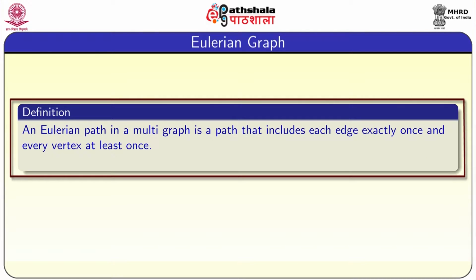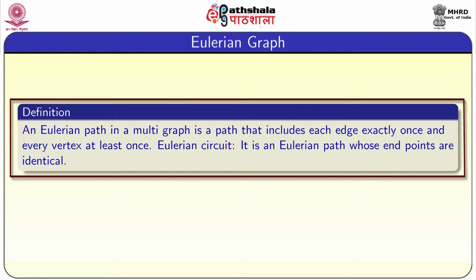Now we are going to define Eulerian graph. An Eulerian path in a multigraph, here meaning a graph that may have more than two edges between two vertices, is a path that includes each edge exactly once and every vertex at least once. For Eulerian graphs, the graph need not be a simple graph. A Eulerian circuit is a Eulerian path whose endpoints are identical. A graph which contains a Eulerian circuit is called a Eulerian graph.